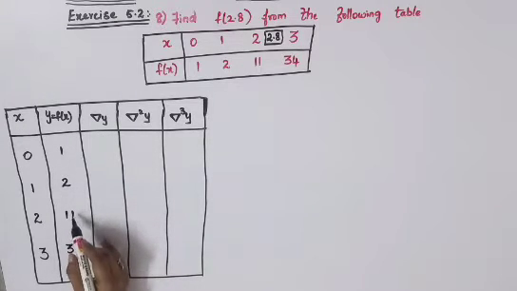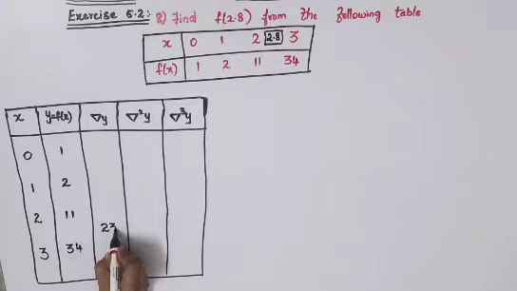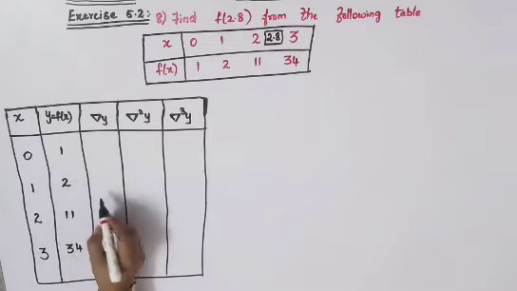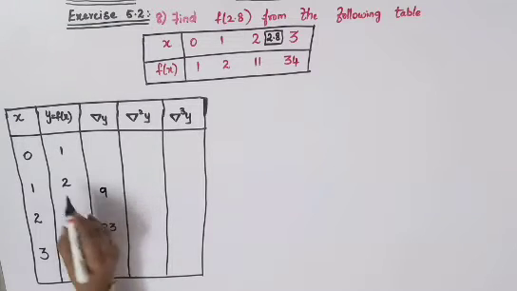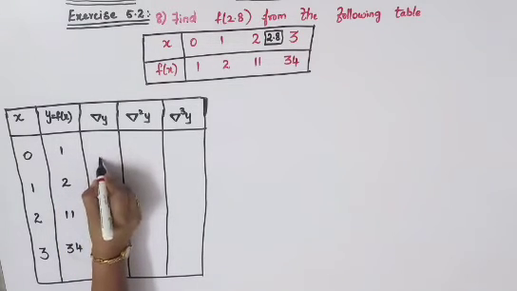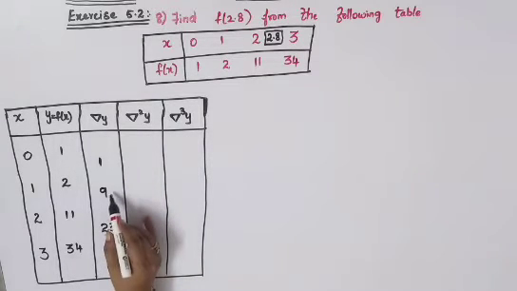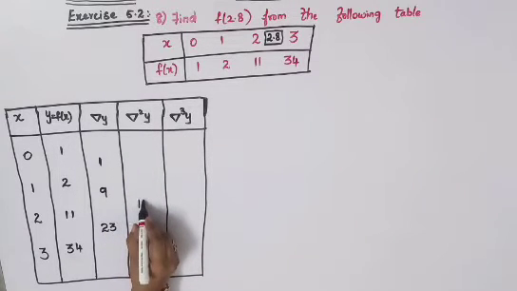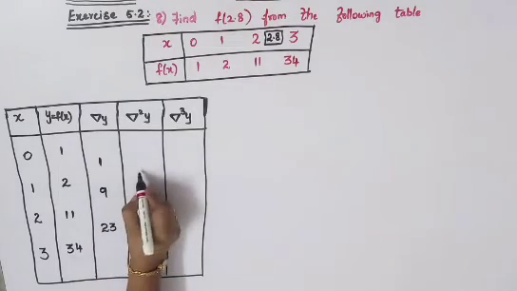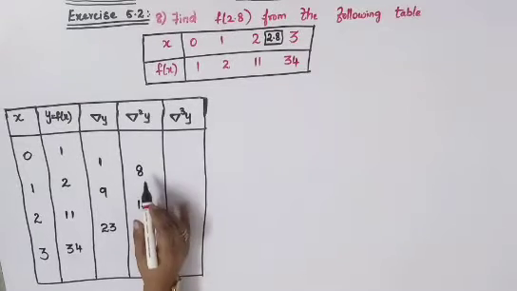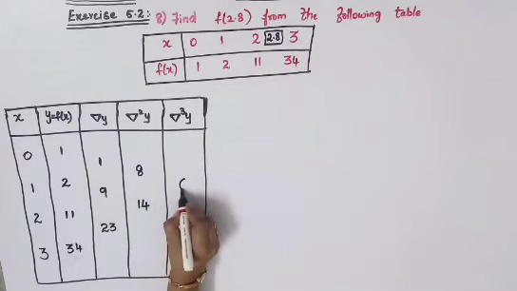So it is 34 minus 11, you will get 23. So in between these two numbers you will have to write 23. Next is 11 minus 2, it is 9. Then 2 minus 1 is 1. Now nabla square y you will have to find. 23 minus 9 you will get 14. 9 minus 1 you will get 8. Next nabla cube y is 14 minus 8, which is 6.